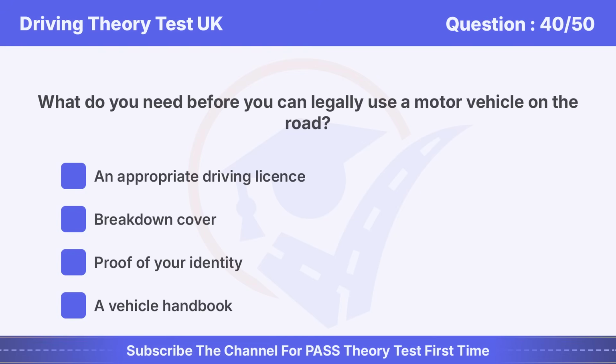Question 40. What do you need before you can legally use a motor vehicle on the road? Option A. An appropriate driving license. B. Breakdown cover. C. Proof of your identity. D. A vehicle handbook. Answer is A. An appropriate driving license.